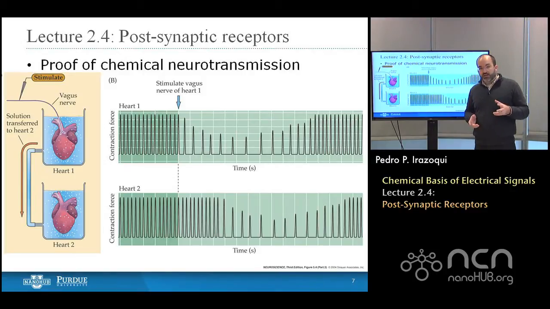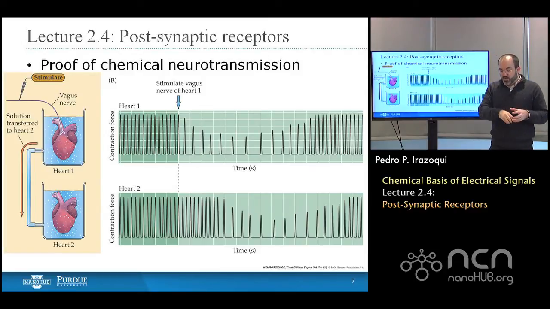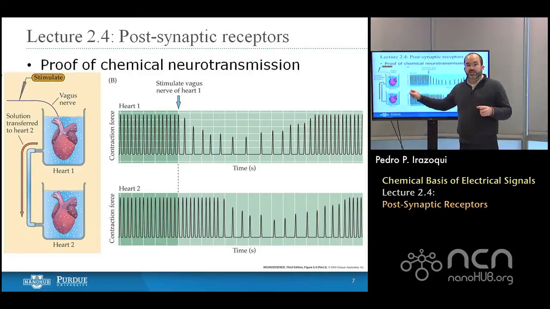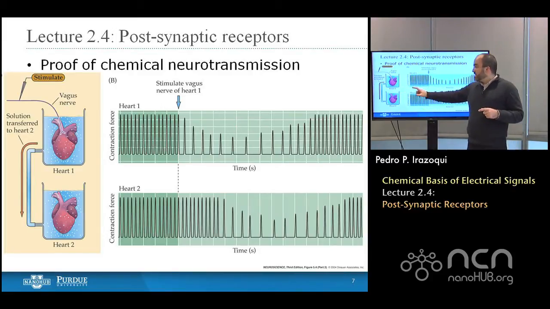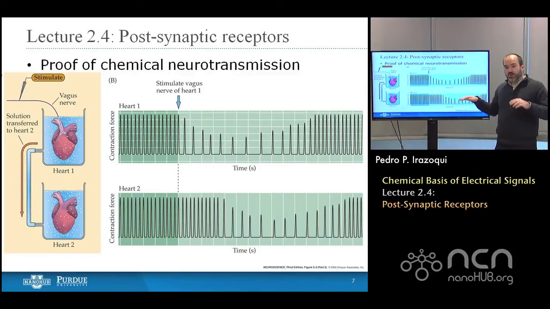It doesn't set the heart rate. That's generated locally, but it adjusts the heart rate up or down. So if you stimulate the vagus nerve, you can lower the heart rate. Now you can take two hearts, frog hearts, and put them in separate beakers, one in each. You can stimulate the vagus nerve in the first heart, and that will lower the heart rate in that heart. Then you can take the fluid that first heart is soaking in and move it into the container holding the second heart. And without stimulating the second heart, you'll see that the heart rate in heart 2 will also lower.